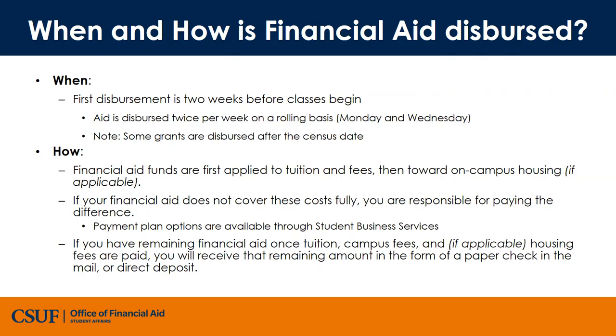Next, how is financial aid disbursed? Financial aid funds first go towards paying tuition and fees, then towards on-campus housing, if applicable. If your financial aid does not cover these costs fully, you are responsible for paying the difference. Payment plan options are available through Student Business Services. If you have any funds remaining after tuition, campus fees, and if applicable, housing fees are paid, you will receive that remaining amount in the form of a paper check in the mail or direct deposit.